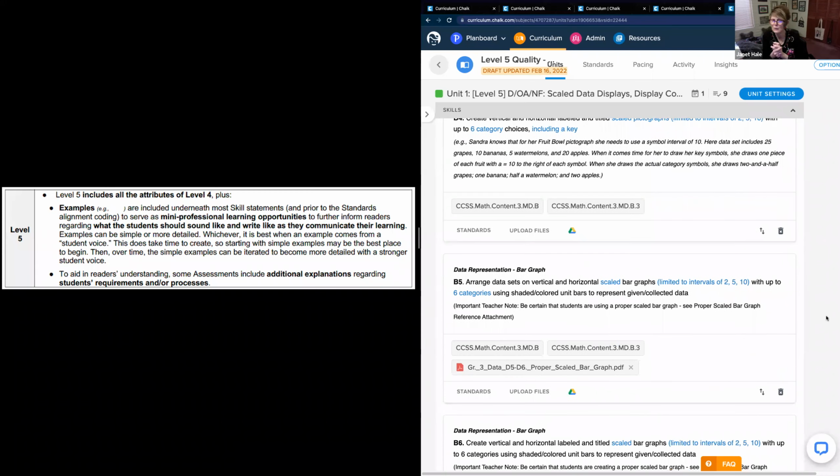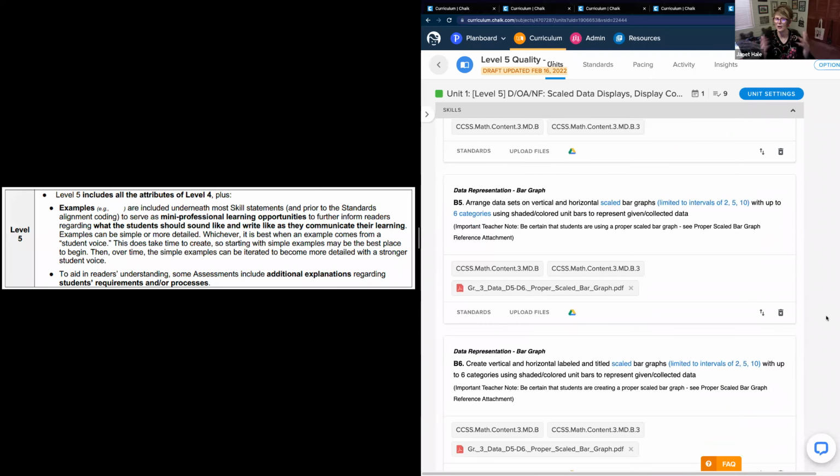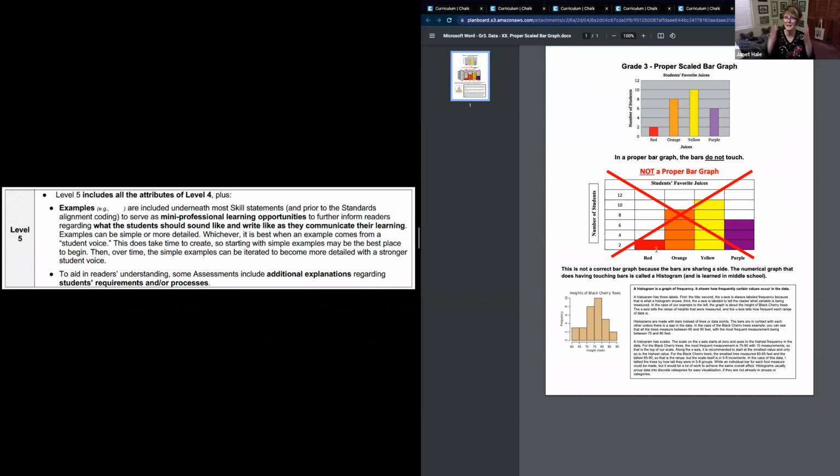So in B5, everyone, notice that creating a bar graph isn't necessarily new. But the scaled piece is. But I find a lot of teachers confuse proper bar graphs and scaled bar graphs. So this even has an attachment. It says, important teacher note, be sure that they're doing proper bar graphs. So a teacher can click on that particular PDF. And so again, no one has to be around to explain it, but it tells them this is the proper way to create a bar graph, scaled or otherwise, and gives some information about where there's the confusion.